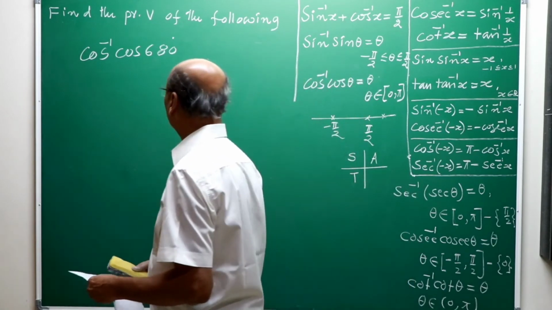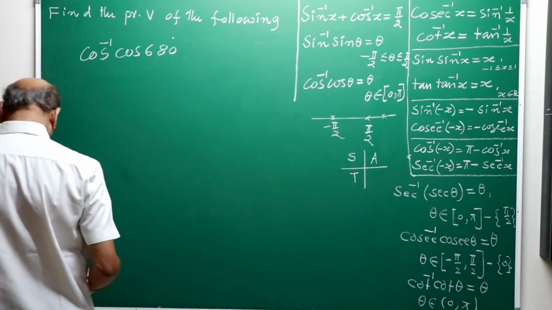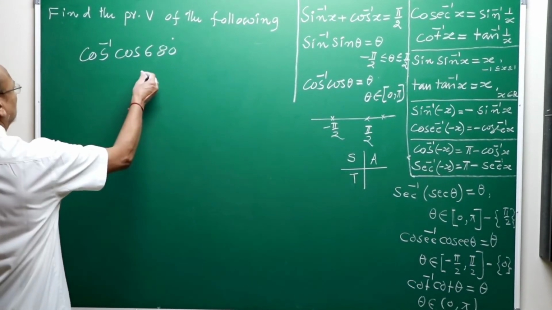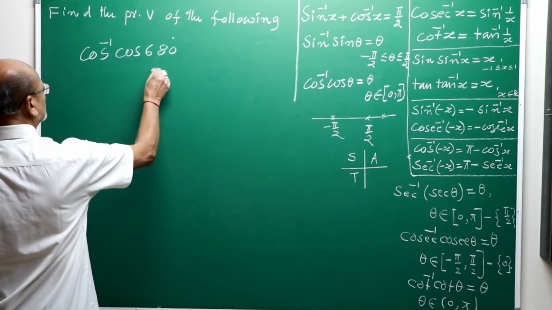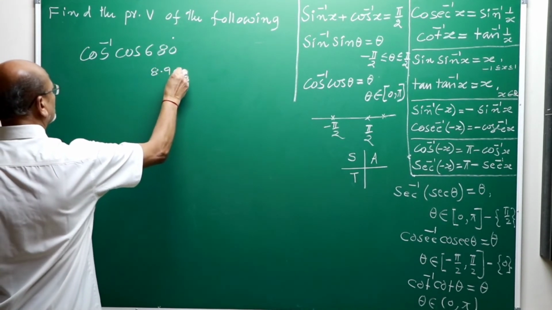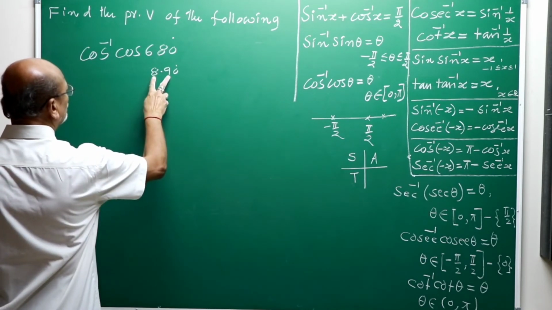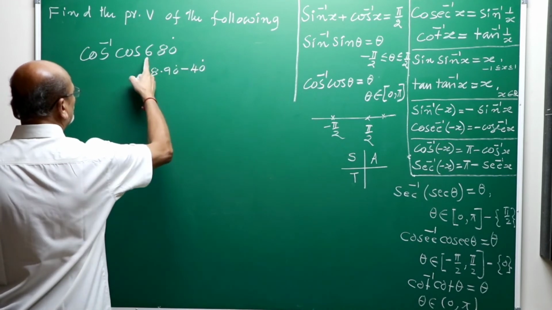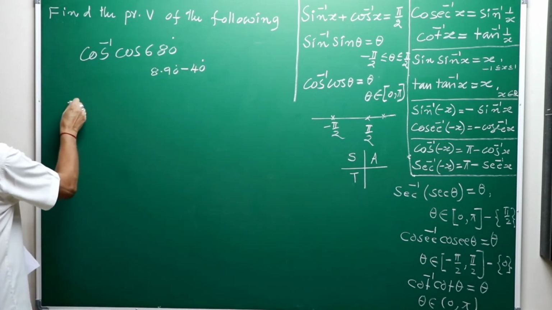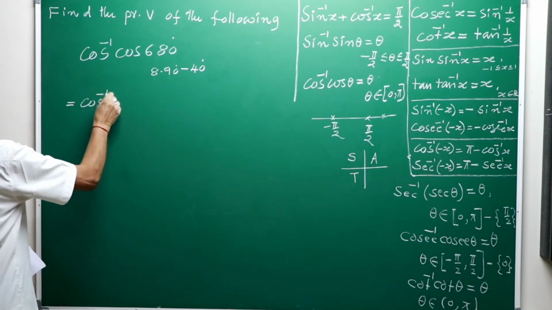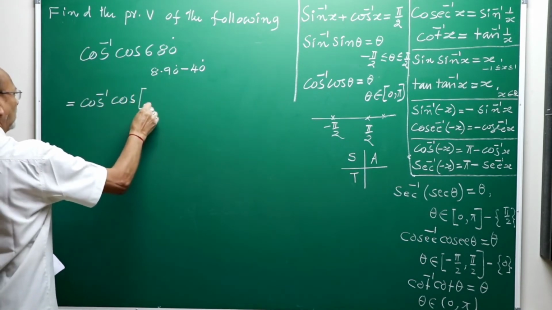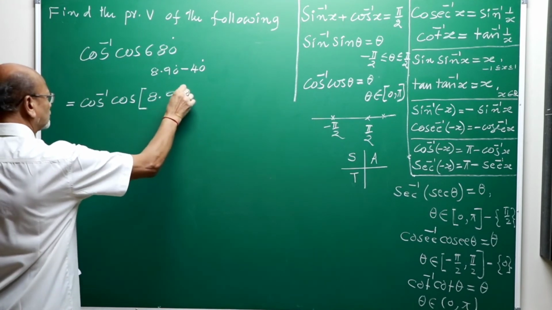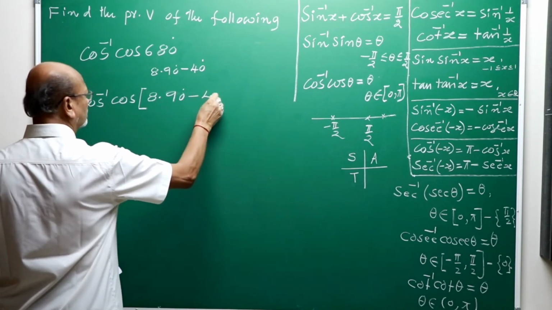If you divide this by 90 degrees, this can be written as, C, this can be written as what, my friends? 8 times 90 is 720, 720 minus 40 is what? 680 degrees. So this can be written as cos inverse of cos of 8 times 90 degrees, which is pi by 2, or you can write in terms of degrees, minus 40.